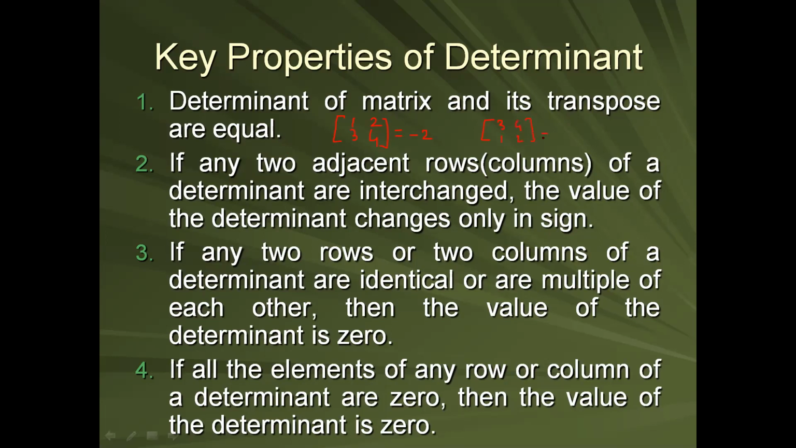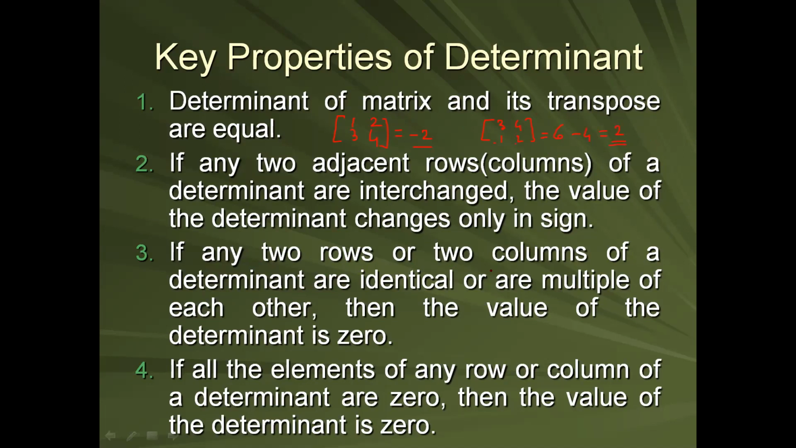So now what should the answer be? This was -2, so the answer will be +2. 3 twos are 6 minus 4 ones are 4, 6 minus 4 is 2. That's it. All right. Similarly, you can check that if we interchange the columns too, the same thing will happen. Every one of these properties you can verify by writing an example.